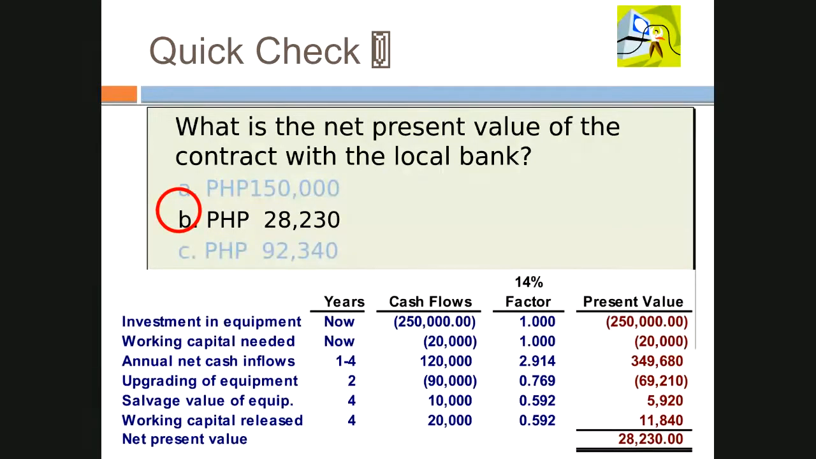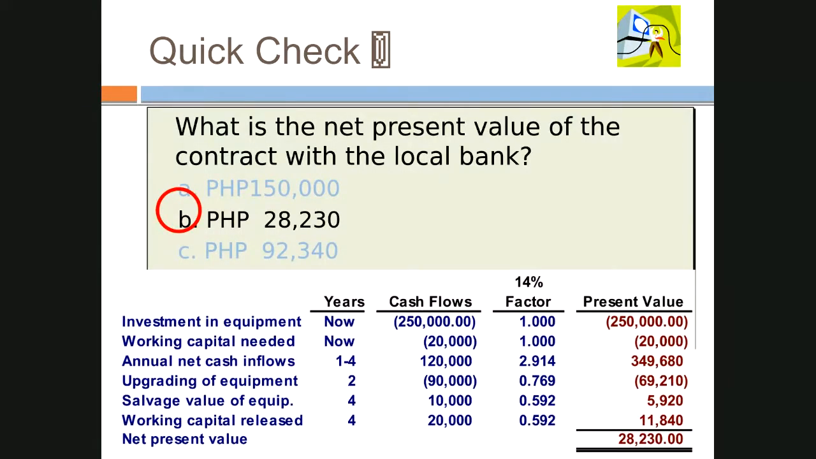Yung working capital will be released. Syempre, wala na equipment. Halimbawa, yung building mo, gigibain mo na. Syempre, ba't kailangan mo pa ng janitor? Ba't kailangan mo pa ng security guard? Wala na lilinisin, wala na rin babantayan. So marirelease na yung investment mo doon sa working capital. Syempre, hindi lang naman yun yung working capital increase. Marami pa. Example ko lang yun, no?